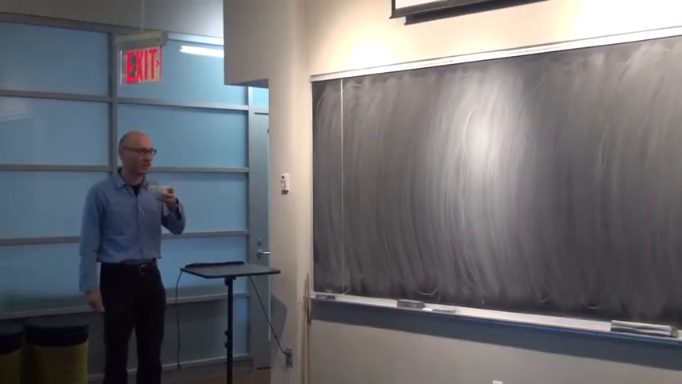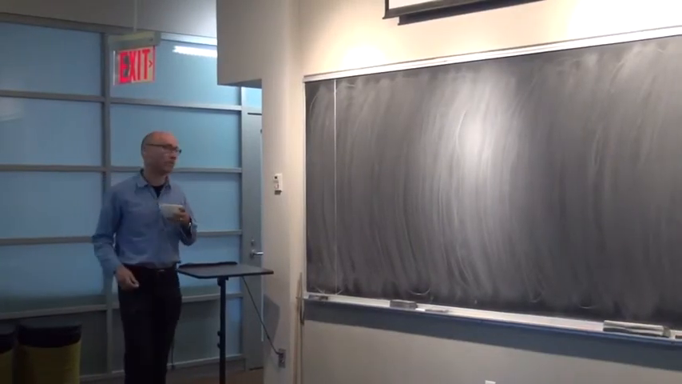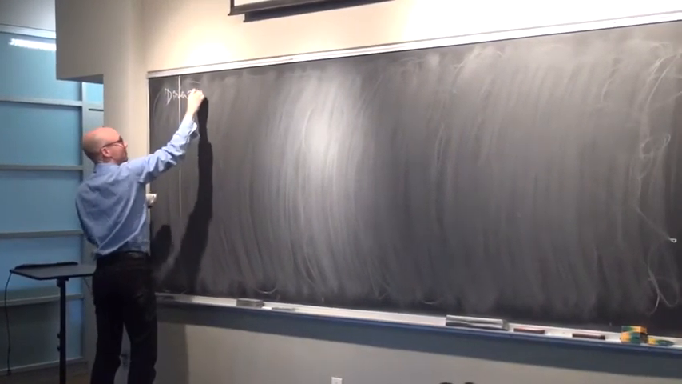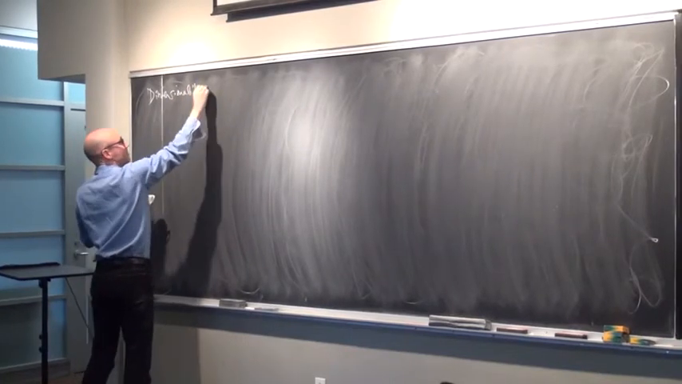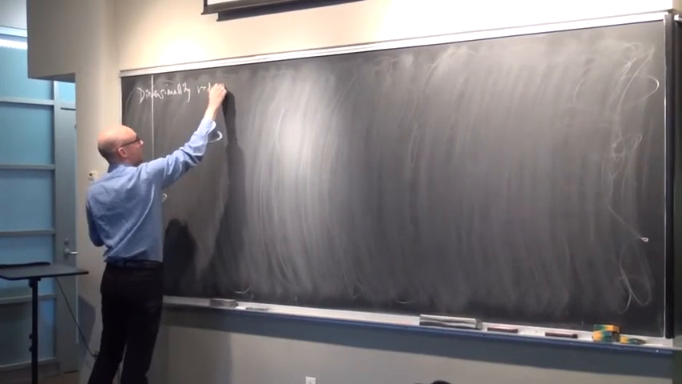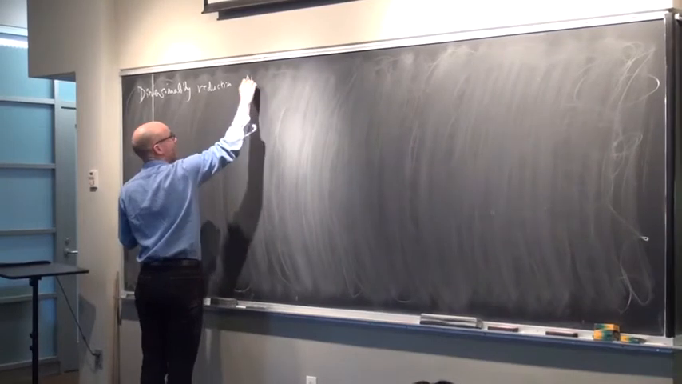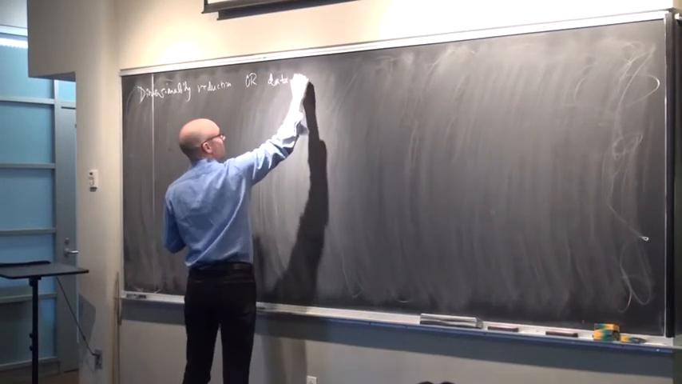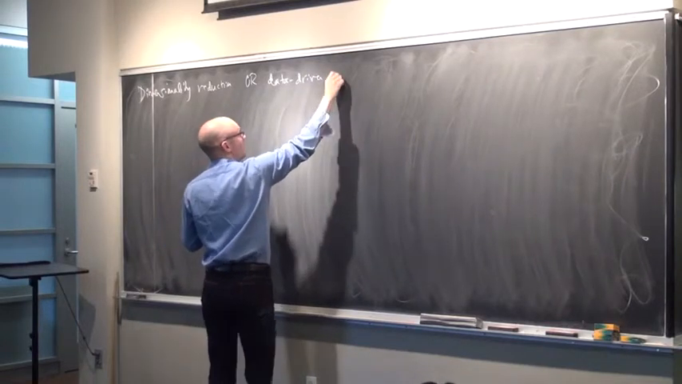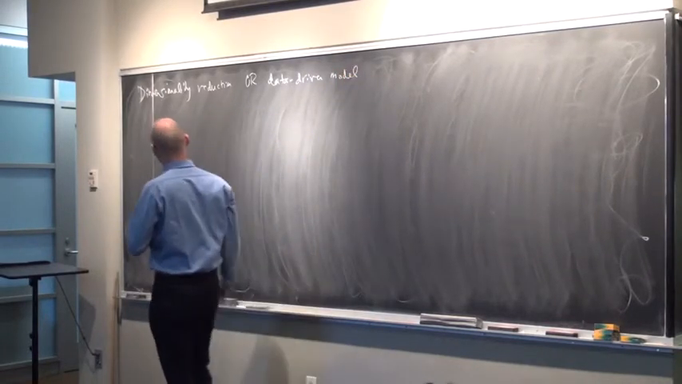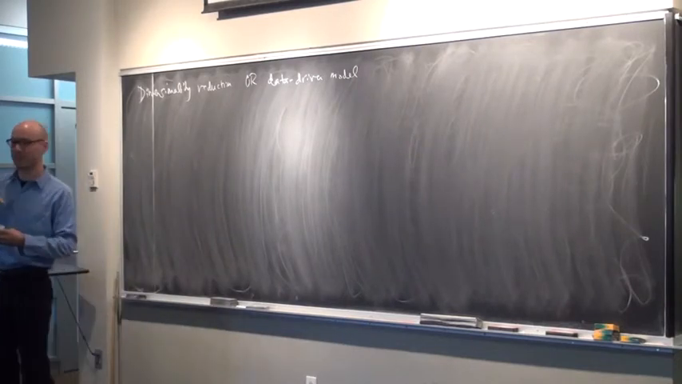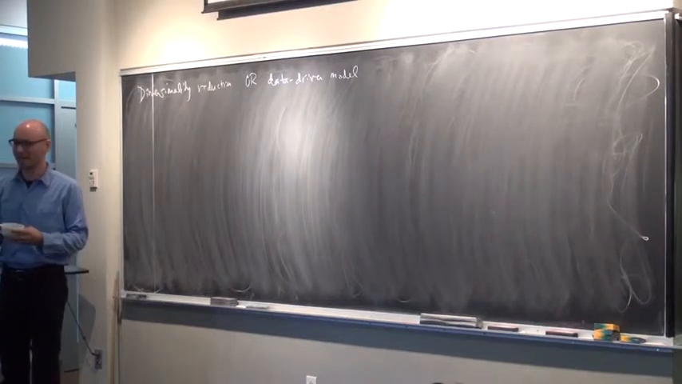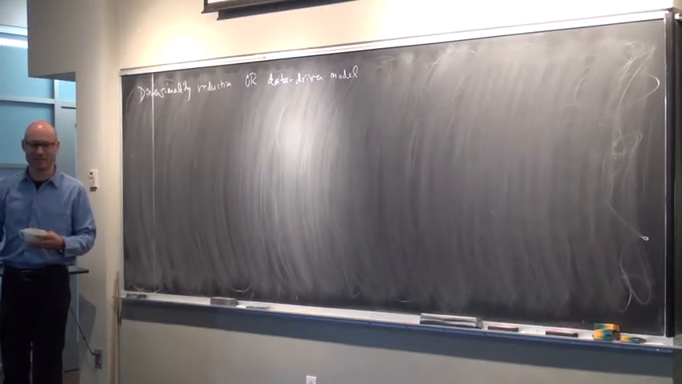Okay, so I'm talking about dimensionality reduction. What I'm really going to talk about, so I call this dimensionality reduction, but I could also call this data-driven models. Because what's the idea of dimensionality reduction? The idea is we're going to make a more compact representation of our data. And what's a model? A model is a compact representation of your data in a certain sense.